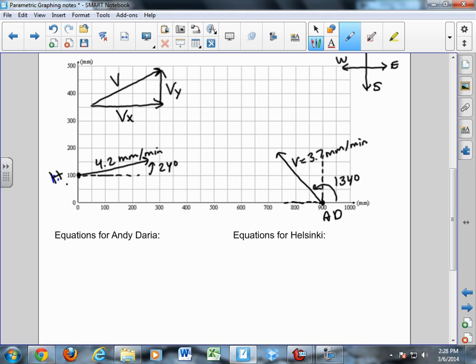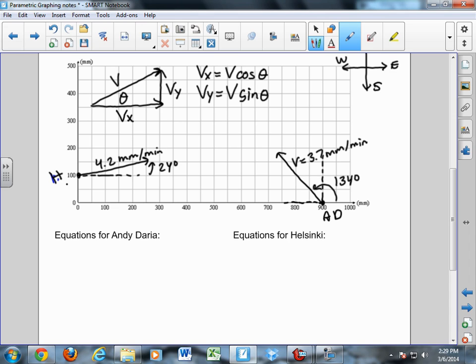So I can say then that cosine of theta would be Vx over V. So I can say that velocity in the x direction is going to be the velocity times cosine of theta. And I know that sine of theta is Vy over V, so rearranging that equation, I get the velocity in the y direction is velocity times sine of theta. So now I can use that information to help write the equation here.